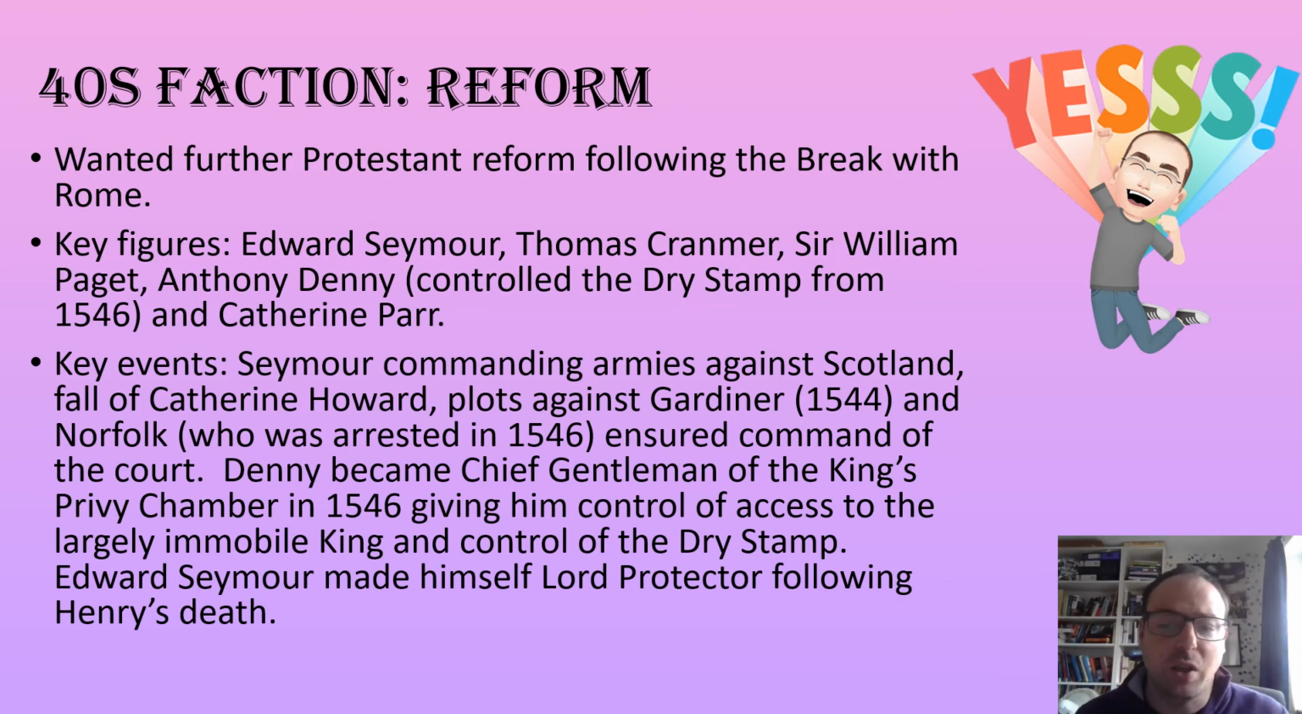Denny became Chief Gentleman of the King's Privy Chamber, which gave him control of access to a largely immobile old king. So if you had to get past Denny to get to the king, and therefore we see the Reform faction with access to the king and the Conservative faction without. Edward Seymour was able to make himself Lord Protector following Henry's death, and to steer his nephew Edward through the first couple of years of his reign until everything goes horribly wrong in 1549.